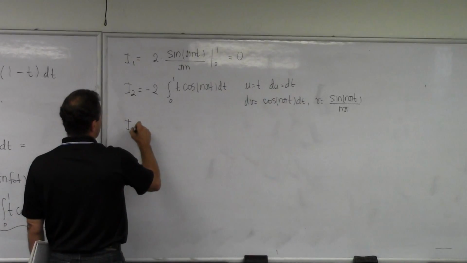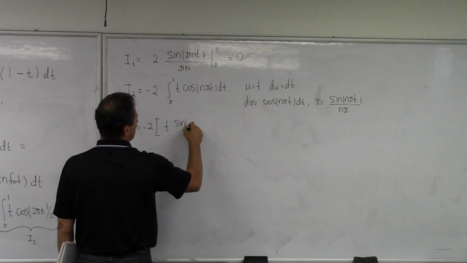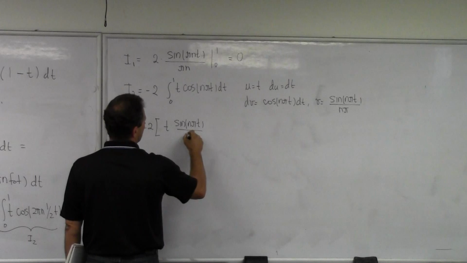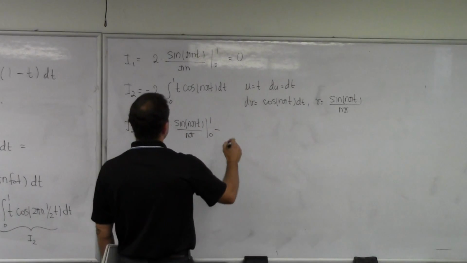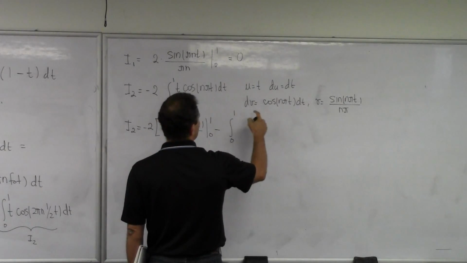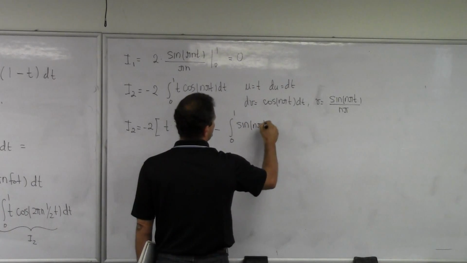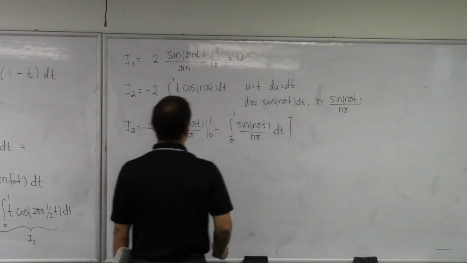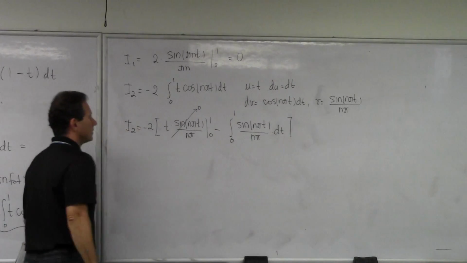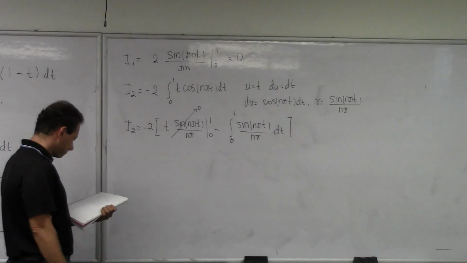So I2 becomes equal to minus 2 u times v, so it's t times sine n pi t over n pi, evaluated from 0 to 1, minus integral from 0 to 1 v du, so it's going to be this times this, so it's sine n pi t over n pi dt. Right? You can see that this one goes to 0 right away, because when you substitute 0, it's 0. When you substitute 1, we have sine n pi again, so it is equal to 0.